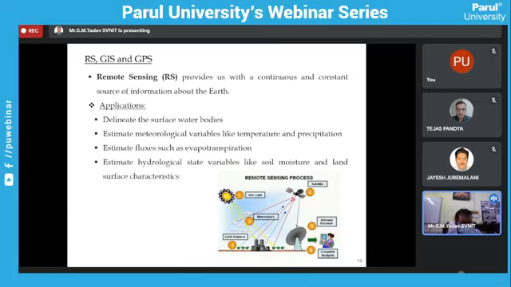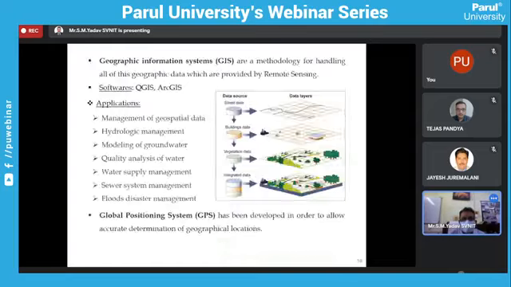Remote sensing, GIS and GPS: if I complete this webinar without touching on them, it would be considered incomplete. They have great potential for water resources, like delineation of surface water bodies, estimation of meteorological parameters, fluxes, hydrological state variables, and soil moisture conditions. Not only that, there are a number of applications: management of geospatial data, hydrological management, groundwater modeling, water quality analysis, water supply management, sewer management, flood disaster management, etc.